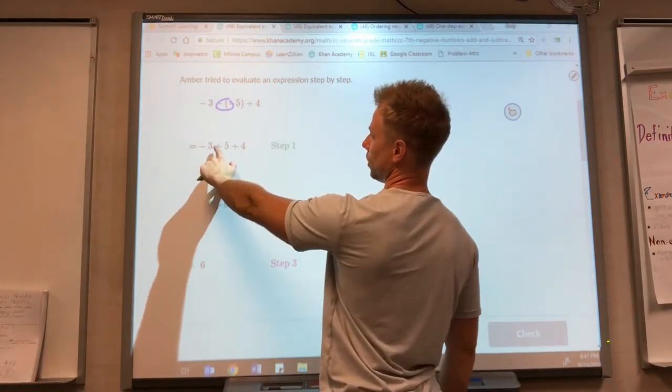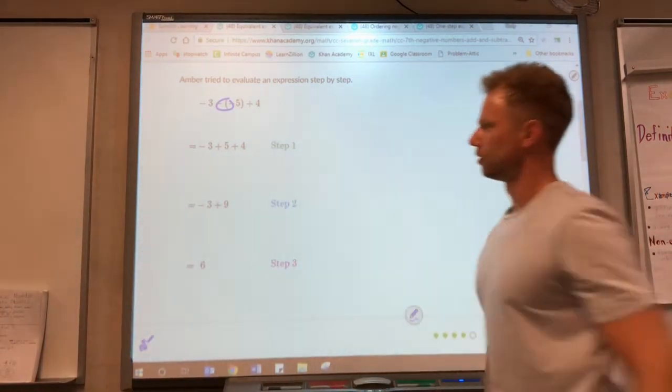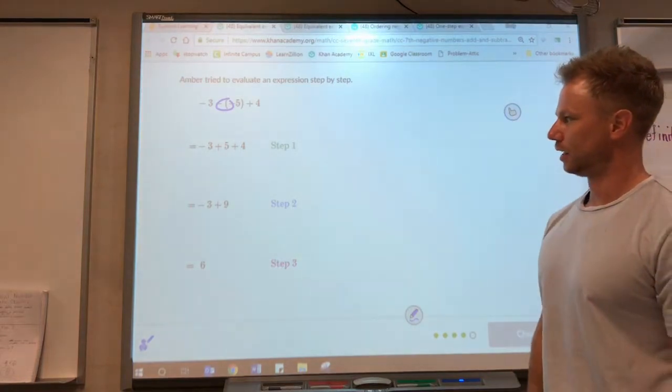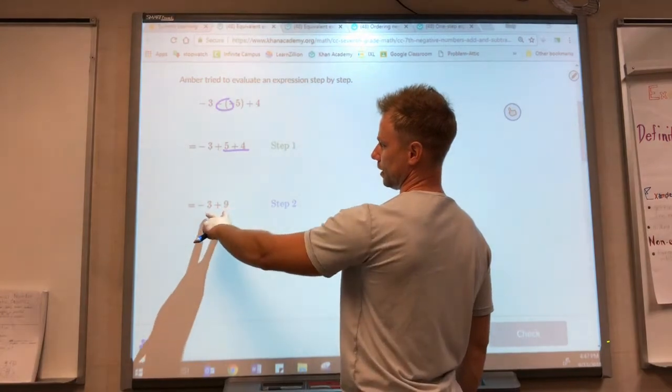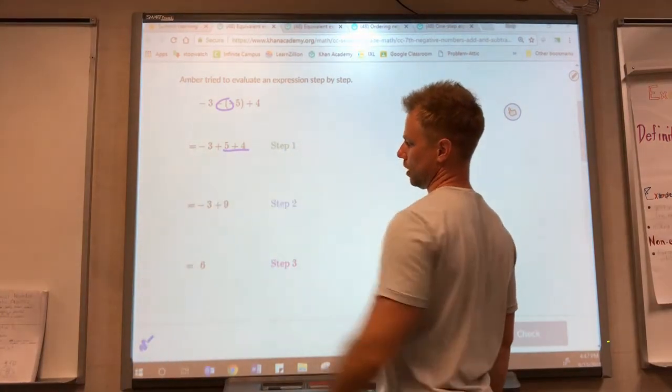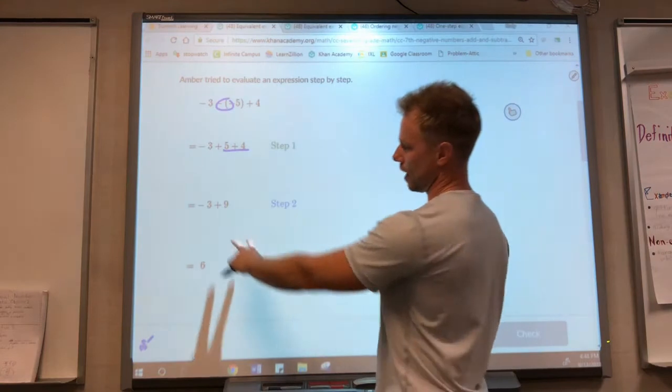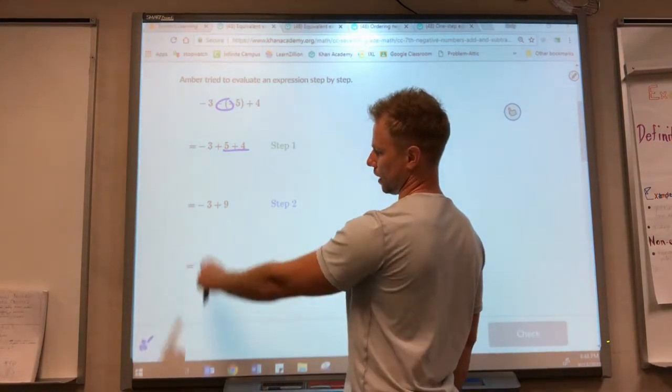So we should have -3 plus 5 plus 4. So step 1 looks good. And then it looks like they combined 4 and 5 to get 9. So brought down the -3, and that was 9. And then they're unlike, so we subtract. 9 minus 3 is 6.